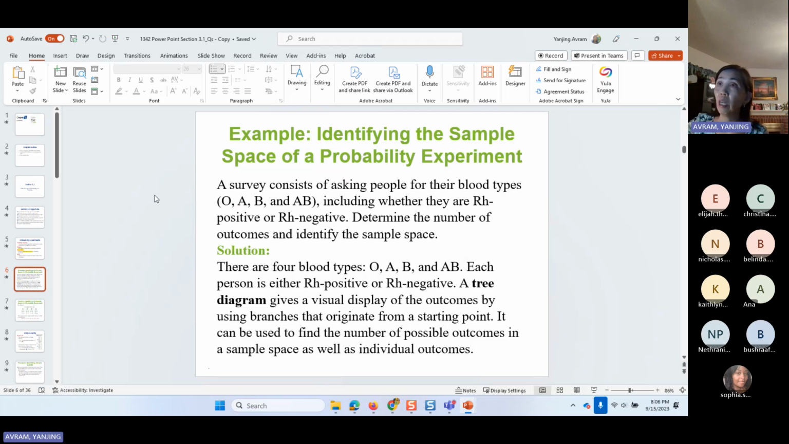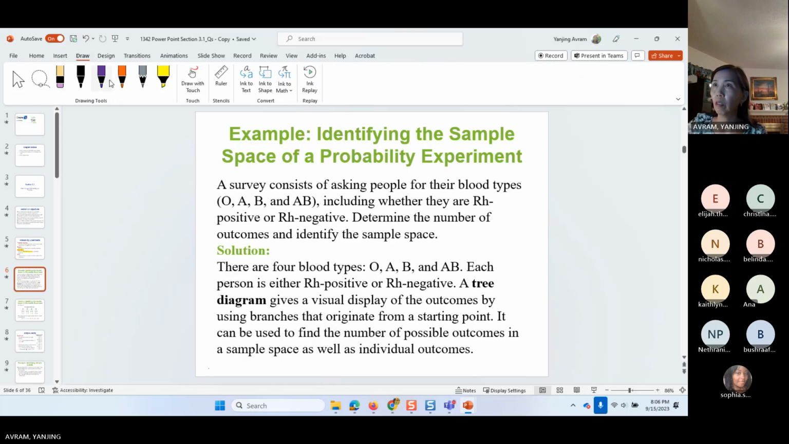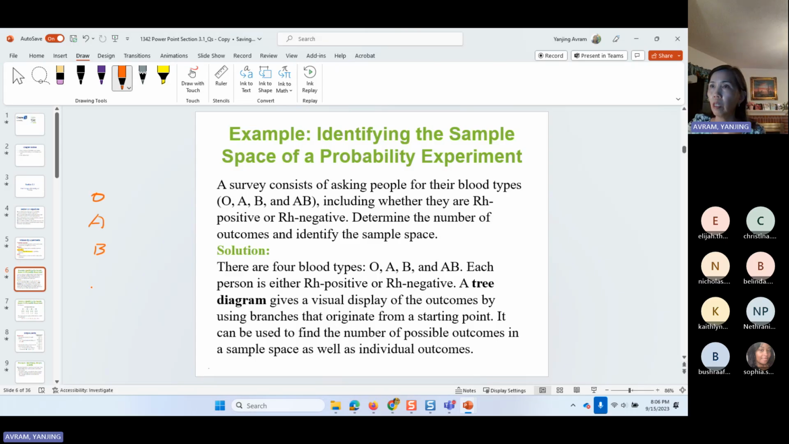So like this one, you have type O, A, B, and then AB, right? Each one of them, you're gonna have a positive and negative. Each one has 2 outcomes. So this is 4 outcomes, and then this is 2 outcomes. So basically, you have O positive, O negative, and then A positive, A negative, and then B positive, B negative, and then AB positive, AB negative.